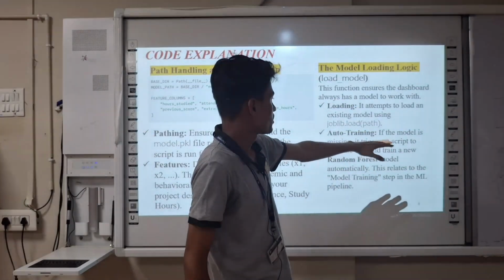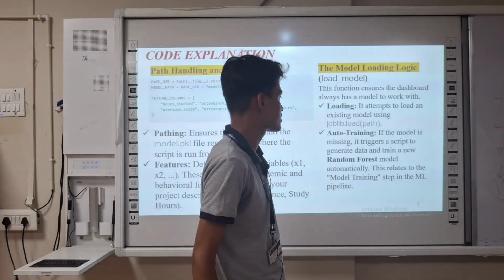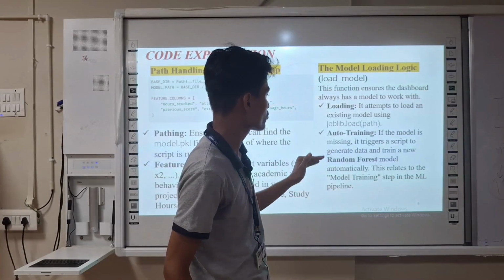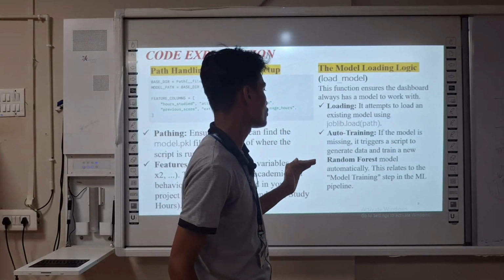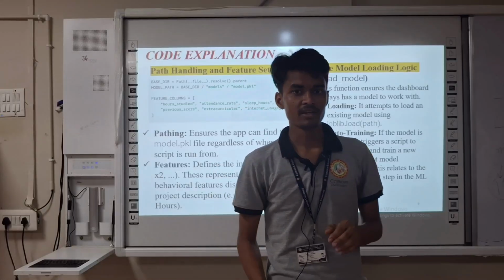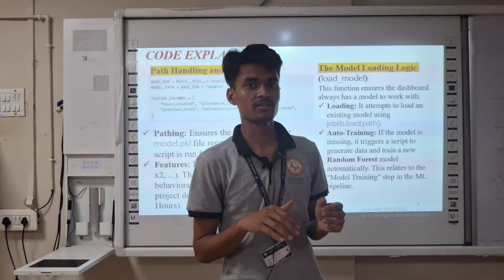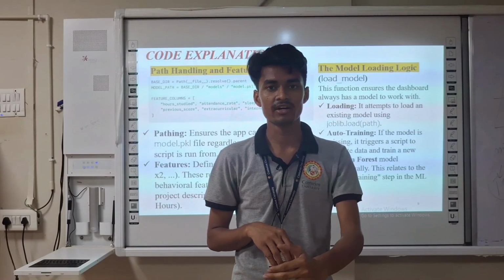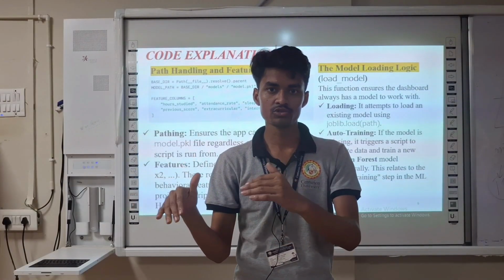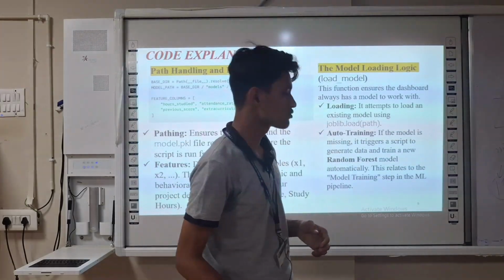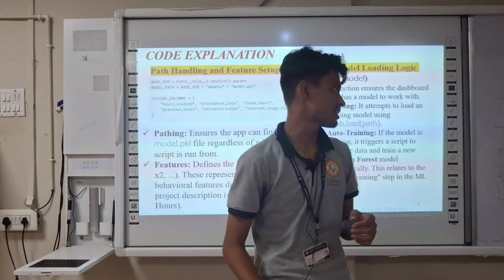For auto training, if the model is missing, it triggers a script to generate data and train a new random forest model automatically. This relates to the model training step in the ML pipeline. When we have some missing data, it triggers another step: it deletes those rows of the student features, and then goes to another file for auto training.